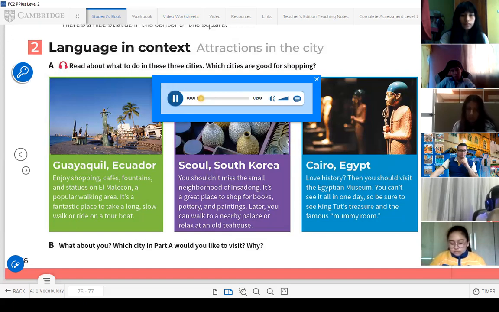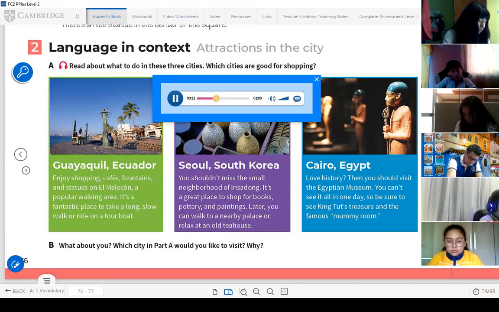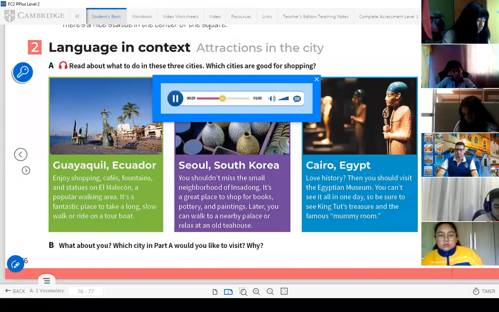Page 76, exercise 2. Language in context. Attractions in the city. Guayaquil, Ecuador. Enjoy shopping, cafes, fountains, and statues on El Malecón, a popular walking area. It's a fantastic place to take a long, slow walk or ride on a tour boat. Seoul, South Korea. You shouldn't miss the small neighborhood of Insadong. It's a great place to shop for books, pottery, and paintings. Later, you can walk to a nearby palace or relax at an old tea house.